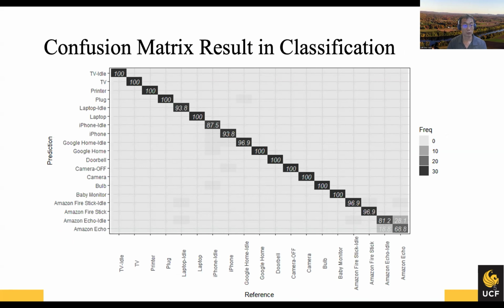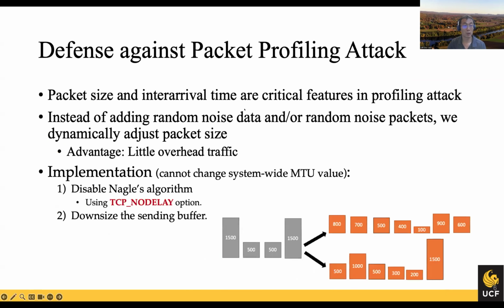Okay, so that's the attack. The attacker can do this secretly because they only need to passively monitor the Wi-Fi. So the user has no way to know that someone is monitoring their Wi-Fi signals. How do we defend against such a profiling attack?